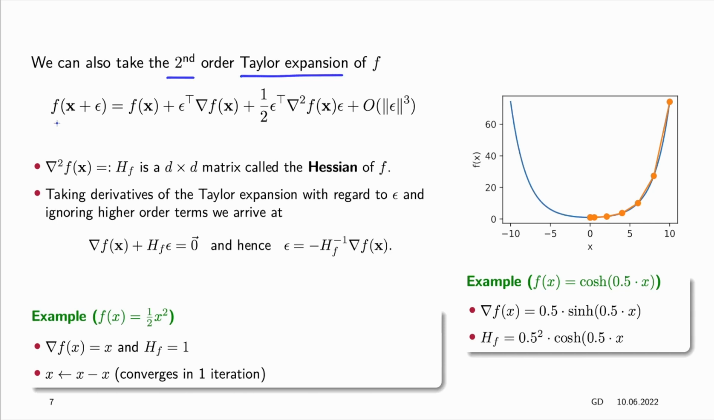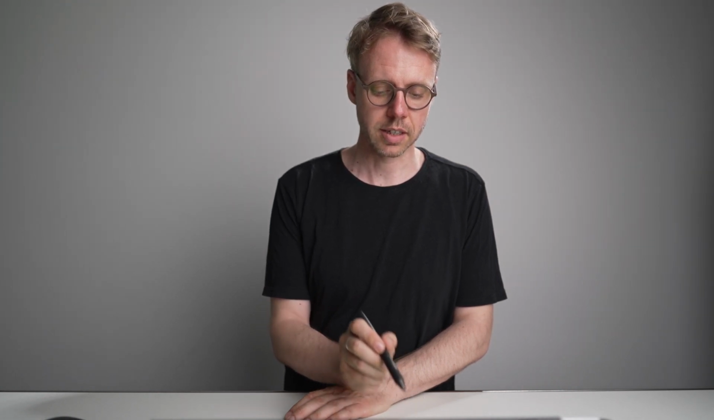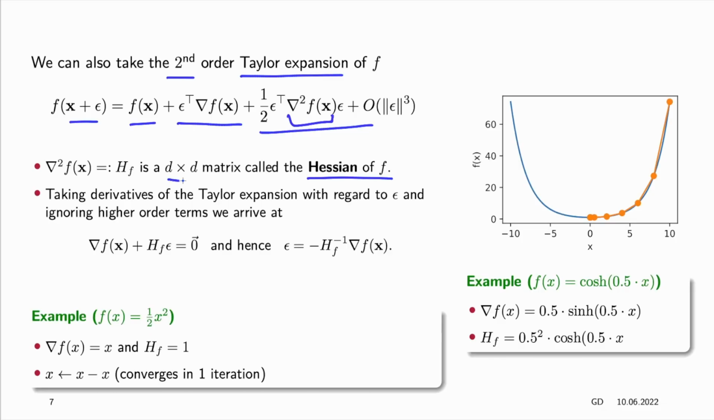In order to speed up gradient descent, we can also use the second order Taylor expansion, which is a more accurate, closer approximation at this point x to our function f. So the second order Taylor expansion looks as before. We have f at x plus this difference vector epsilon equals f of x, the place where we're doing our Taylor expansion, plus our linear term, epsilon transpose gradient of f, plus now a squared form in the Hessian matrix. The Hessian is the matrix of all the second order partial derivatives. So it's a d by d matrix, symmetric, and we get our squared form. So it's epsilon transpose the Hessian times epsilon times 1/2.